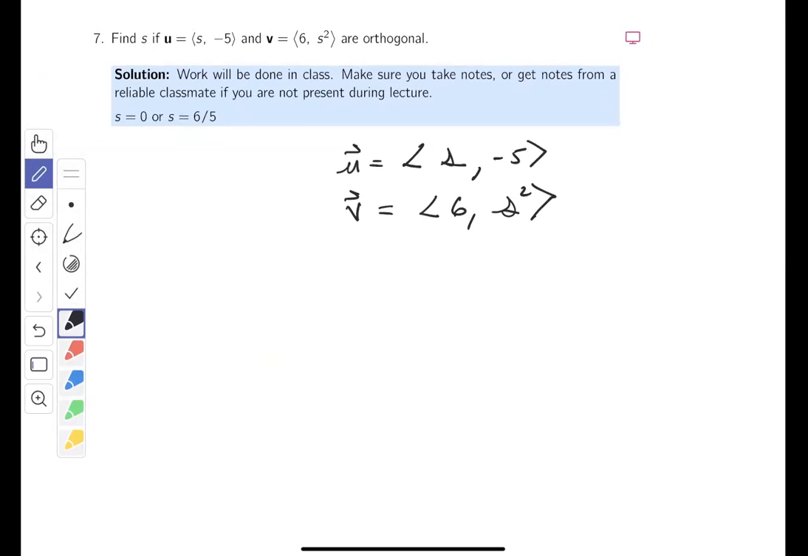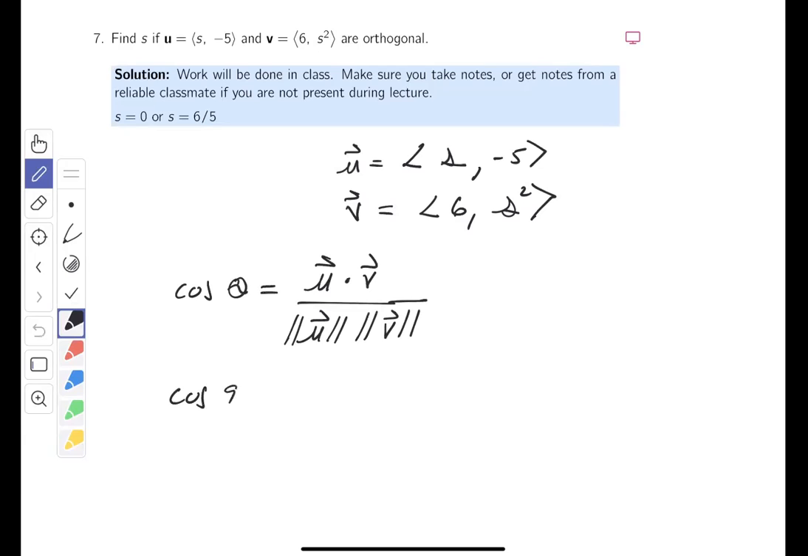Now, what do they tell me? They tell me these vectors are orthogonal. What does that mean? They're at right angle. So the angle between U and V is 90 degrees. So cosine of theta is U dot V over length of U, length of V. If the angle theta is 90 degrees, the cosine of theta would be 0. What does this tell me? It tells me that U dot V must be 0.